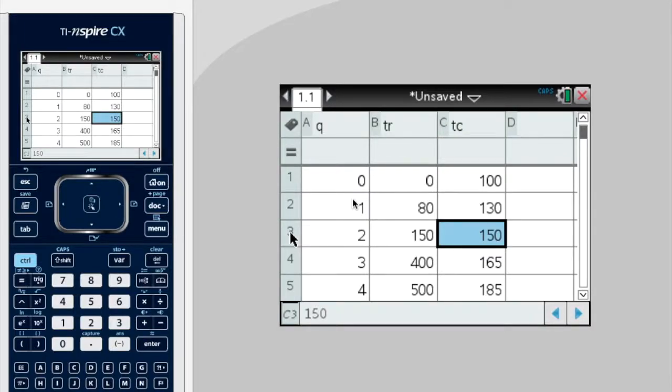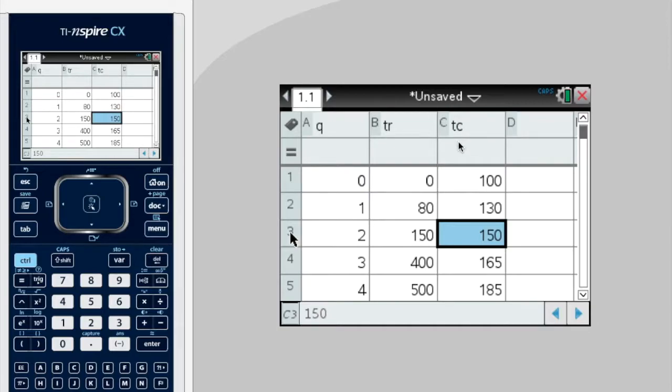This video is going to show you how to create two scatter plots and join the points to make a curve. We're going to use an economics example. I've got some data here that I want to graph. I want to graph both TR and TC against Q. So Q in economics is the total output, TR is the total revenue, and TC is the total cost.